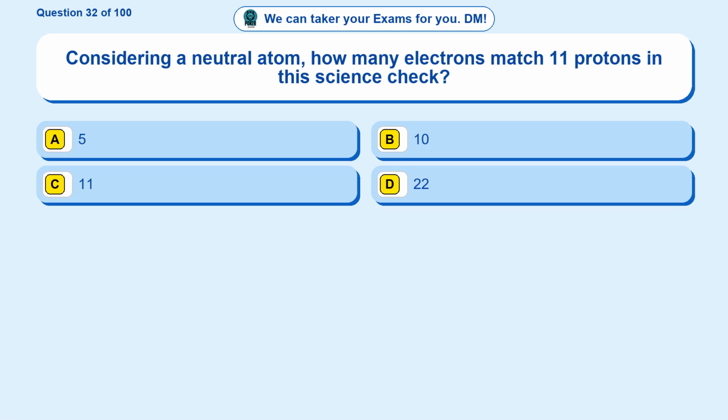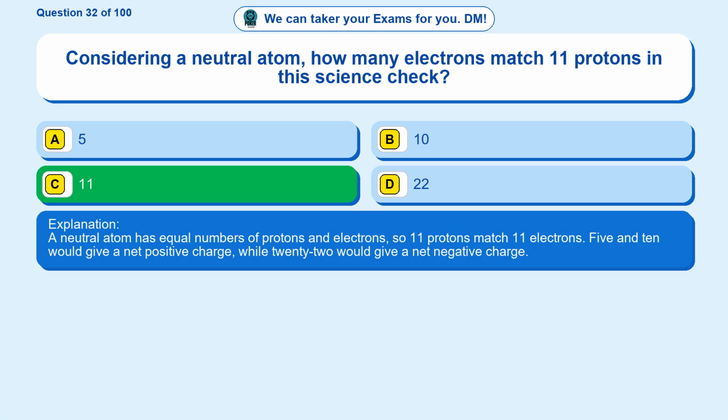Question 32. Considering a neutral atom, how many electrons match 11 protons in this science check? Option A, 5. Option B, 10. Option C, 11. Option D, 22. The correct answer is option C, 11.